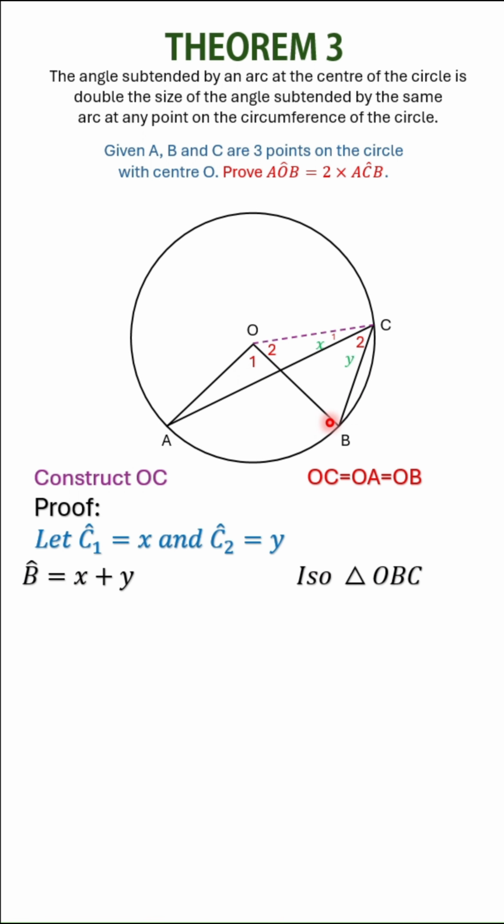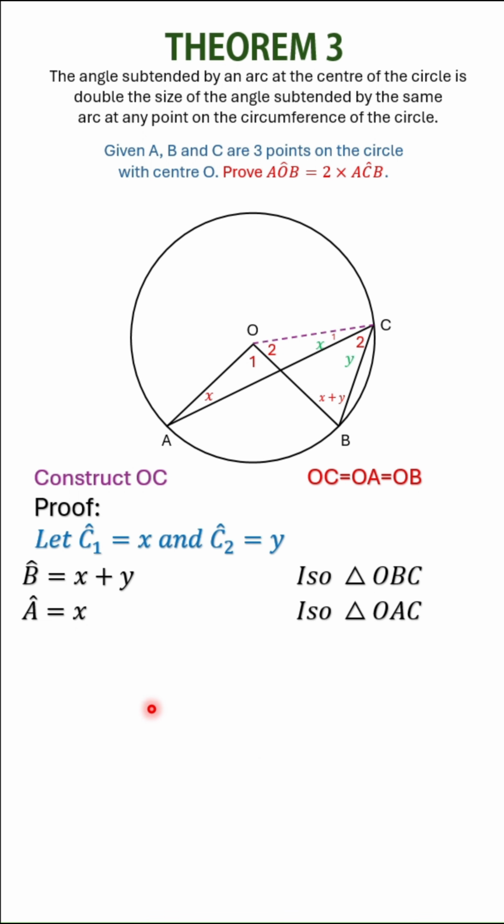The angle of B is equal to x plus y. Because now, if you look at the triangle of OBC, this is an isosceles triangle, and therefore the angle of C, that means C1 plus C2, should be equal to the angle of B. And then similarly, if we look at the triangle of OAC, that is an isosceles triangle. That will therefore mean the angle of A is going to be equal to x.